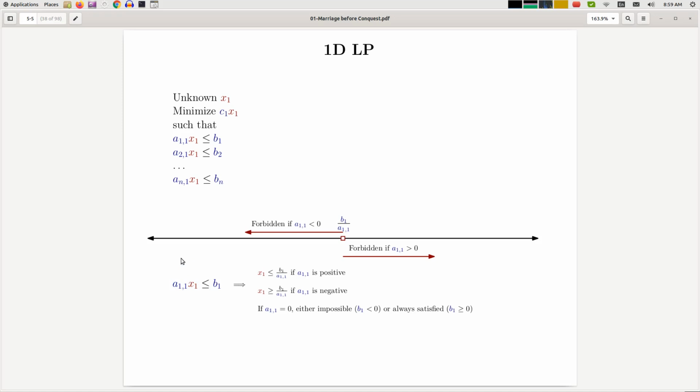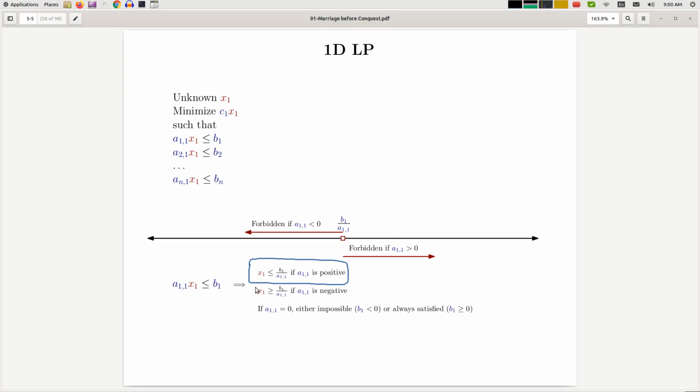In general, this can be represented by forbidding a particular half of this line. So let's look at this case. In this case, x1 is supposed to be less than or equal to b1 divided by a11. b1 divided by a11 will be a number, let's say at this position. And this inequality forbids this right hand side. x1 cannot be here because this inequality says x1 should be smaller than this value.